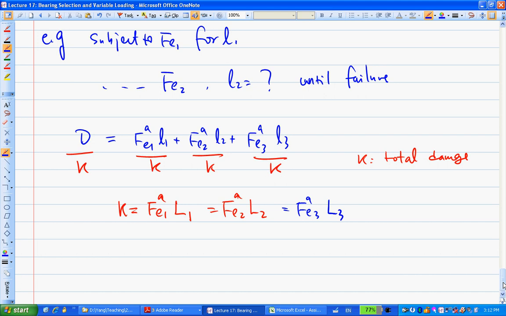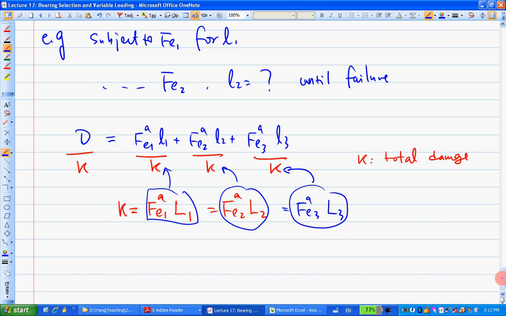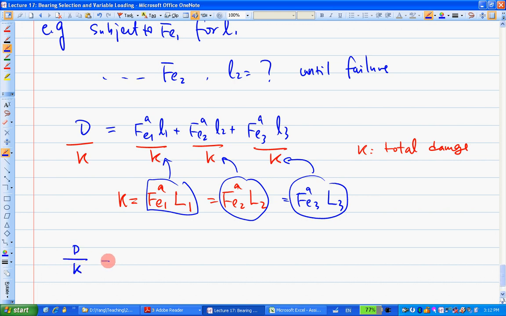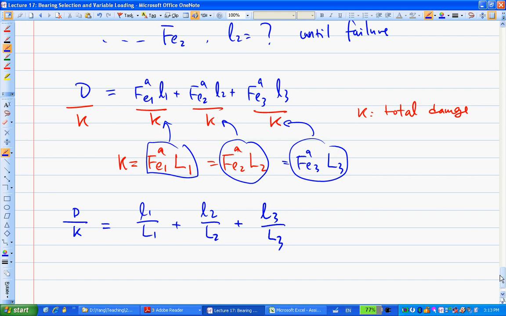Then what we can do is plot this over here, because they're all curved. So then what do we get? We get capital D over K equal to L1 over capital L1, plus L2 over capital L2, plus L3 over capital L3. Now, capital K is the total damage. Capital D is what? It's a partial damage. So D is a partial damage.